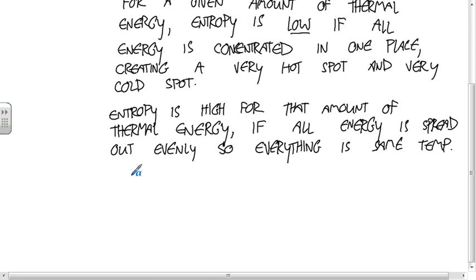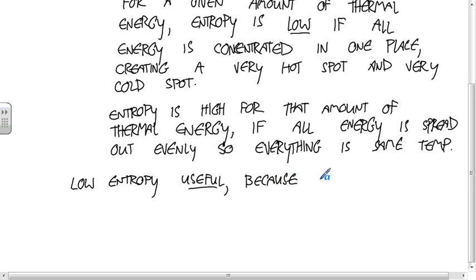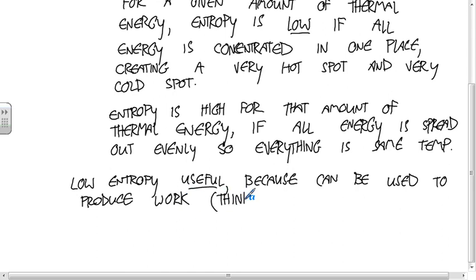So low entropy is useful because it can be used to produce work. Think of it as being the boiler and the condenser of a heat engine.